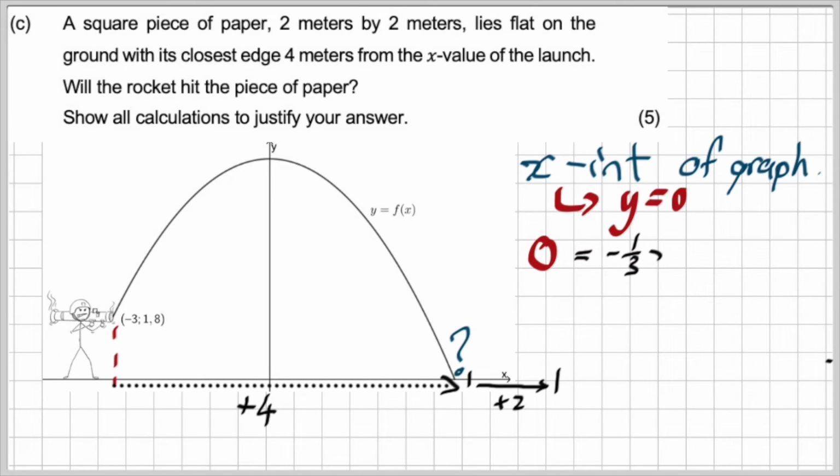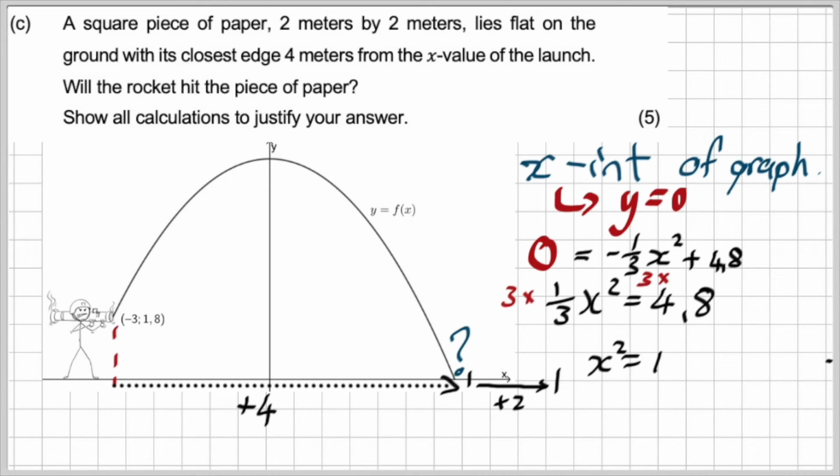So I'm going to make the y value 0, and I'm just going to solve. Now, usually I would tell you to factorize, but this is not factorable, okay? It's not a difference in squares. So I'm going to try and isolate my x squared. So I'm going to take my x squared over. I'm going to multiply by 3 on both sides.